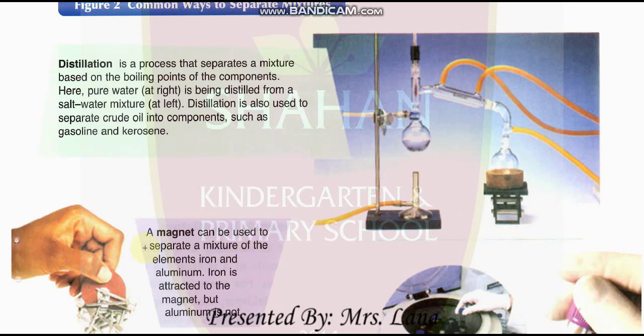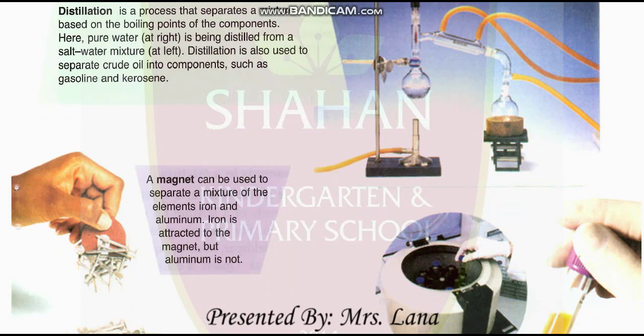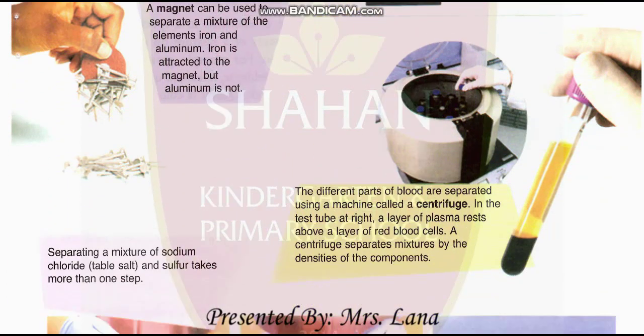We have another one. A magnet can be used to separate a mixture of the elements iron and aluminum, because iron is attracted to the magnet but aluminum is not, and because of that we use the magnet to separate mixtures.